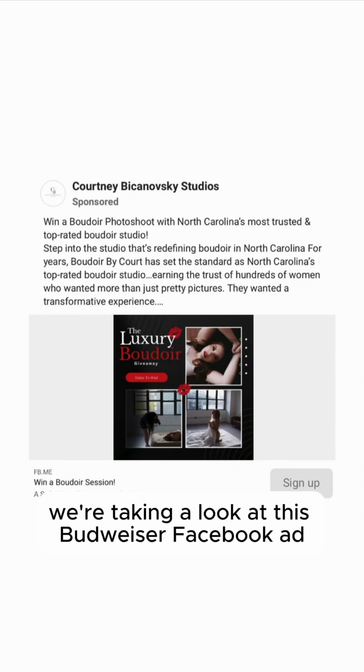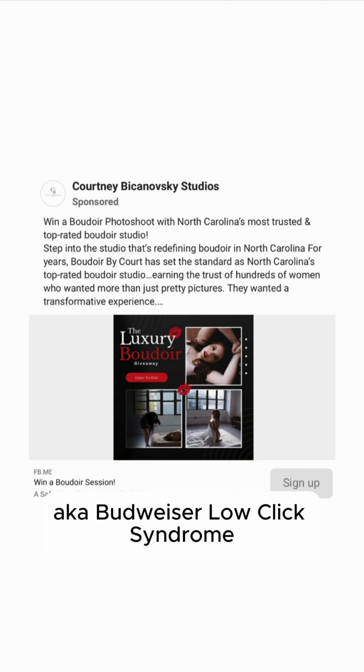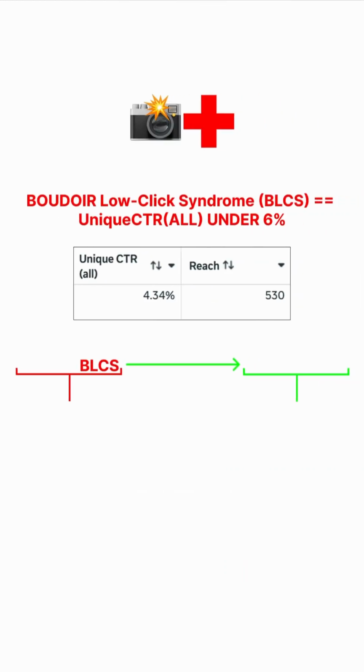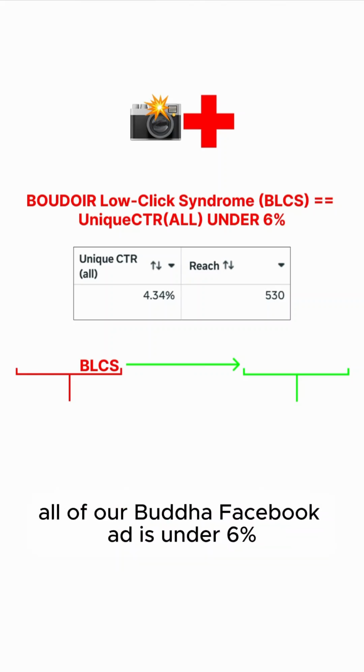All right, y'all, we're taking a look at this Boudoir Facebook ad. Gonna diagnose it, see if we believe it has BLCS, aka Boudoir low click syndrome. Now, Boudoir low click syndrome is when the unique CTR on all of our Boudoir Facebook ads is under 6%.